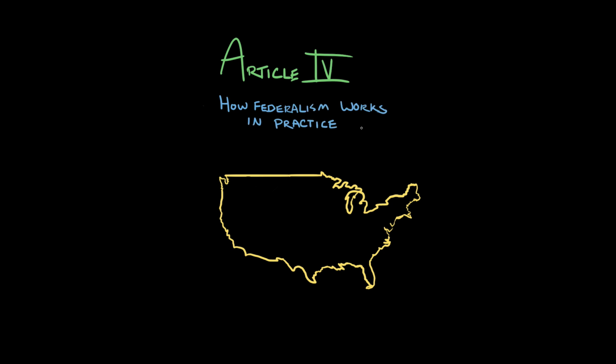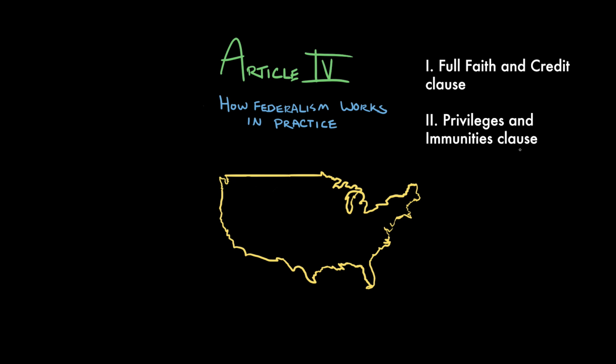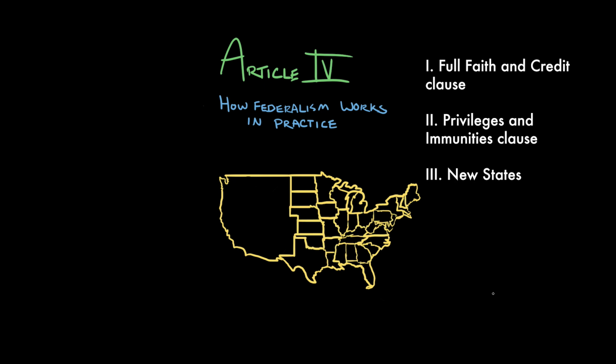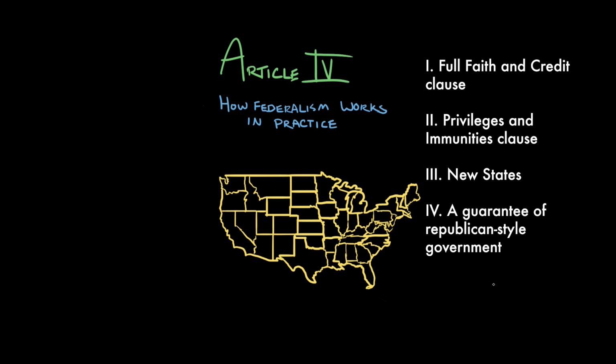The first two, the Full Faith and Credit Clause and the Privileges and Immunities Clause, talk about how states will treat each other's citizens as well as they treat the citizens of their own states. Then the third section is an admissions clause discussing how new states will be added to the Union. And the fourth section is the guarantee clause, which guarantees every state in the Union a Republican form of government.